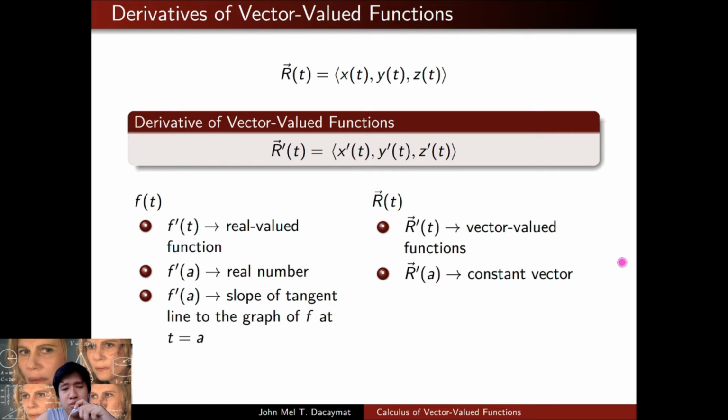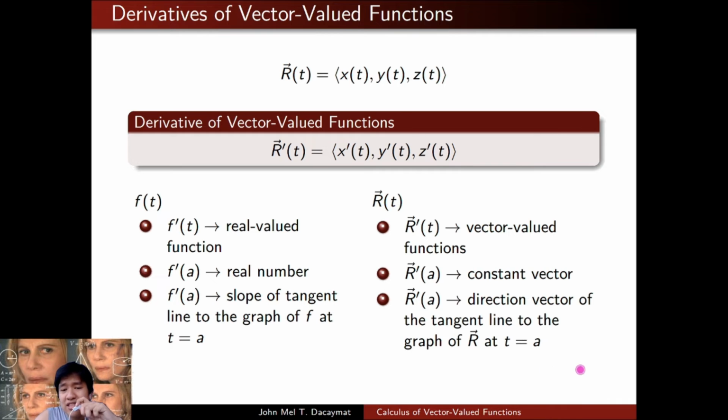But I think much more important comparison is that f prime of a, dati ni-interpret natin siya as the slope of the tangent line to the graph of f at a. Yung r prime of a is the direction vector this time, no, of the tangent line to the graph of r at t equals a. So pwede mo isipin to as 3D version ng tangent line mo.